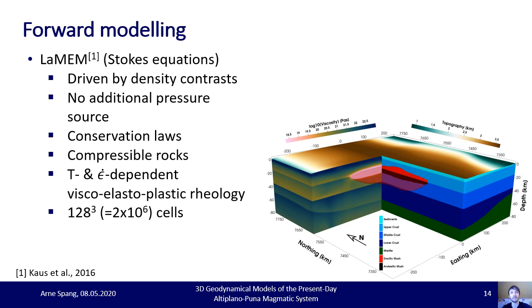Just some notes on the code we use. We use LaMEM. It's also developed in our group, which is a Stokes code. And so that means it's driven by density contrast. There's no additional pressure source that we prescribe. Everything is calculated from density contrast. It also follows the conservation laws of physics. Our rocks are compressible, and very importantly, our rheology is temperature and strain rate dependent viscoelastoplastic. So we have all the deformation mechanisms that we can observe in real rocks. We can also observe in our model, and we use 128 cells per dimension.